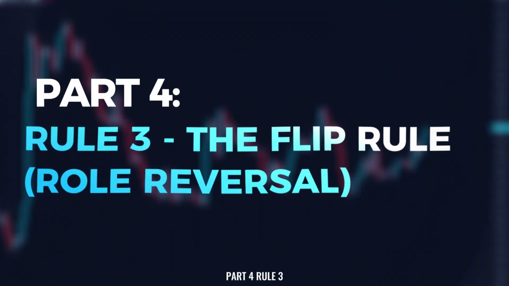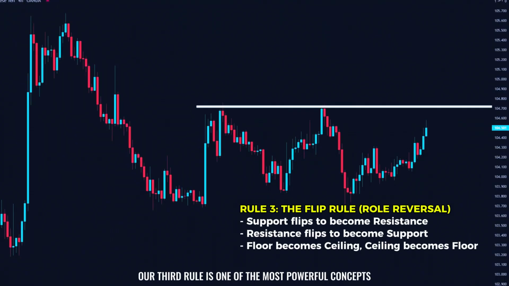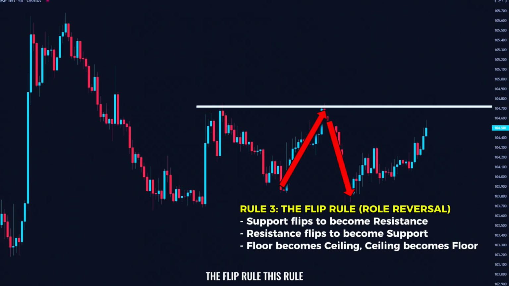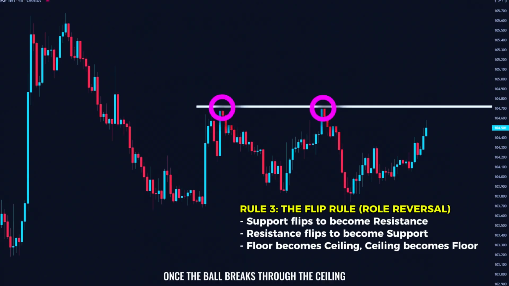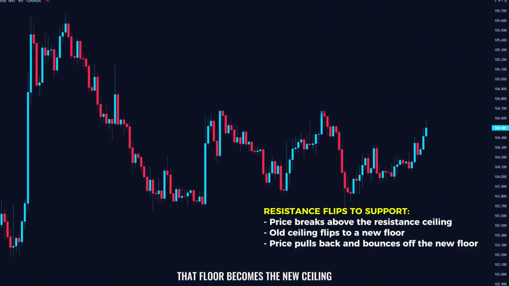Part 4. Rule 3. The flip rule, role reversal. Our third rule is one of the most powerful concepts in all of price action trading, the flip rule. This rule states that a support level can flip to become resistance, and a resistance level can flip to become support. In simple terms, once the ball breaks through the ceiling, that ceiling now becomes the new floor. Once the ball breaks through the floor, that floor becomes the new ceiling.